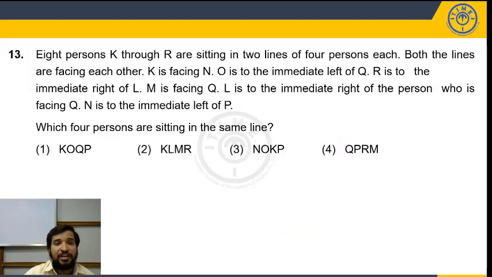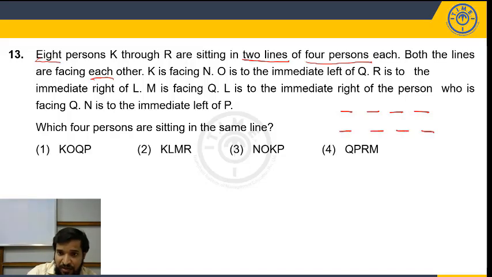8 persons K through R are sitting in 2 lines of 4 persons each. Both the lines are facing each other. Now, what is it saying here? There are a total of 8 persons sitting in 2 lines, and in each line 4 persons. And both the lines are facing each other. Facing each other means row 1 should face the north direction and row 2 should face the south direction. Then only the people will be facing each other.